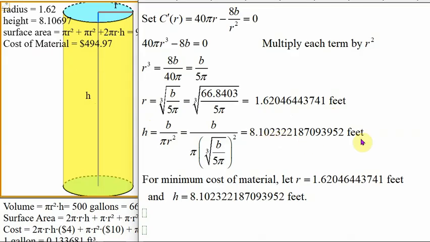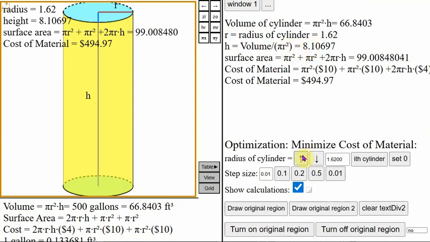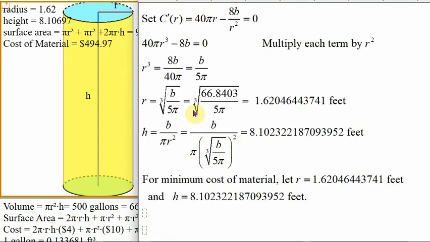8.1023 feet. If we look back at the example, we also saw that an estimate of the minimum cost is when the radius is 1.62 feet and the height is 8.10 feet. But this right here would be the exact radius and the exact height that would minimize the cost of material. And that's the end of the video.